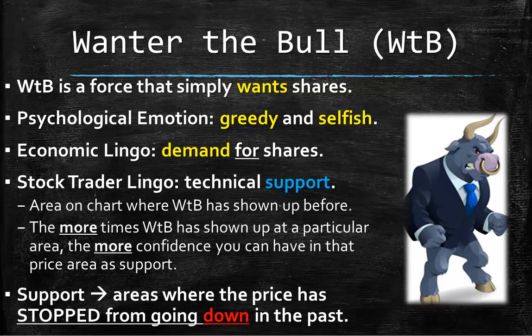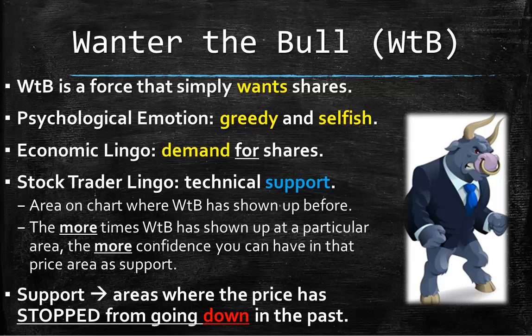Wanter the Bull is a force, a character that simply wants shares. From a psychological emotion standpoint, they are greedy and selfish. They have that gimme, gimme, gimme type attitude. They're kind of a little brat running around, gimme, gimme, gimme. It's all about them. They are just very greedy and selfish. For you economic folk out there, even if you've just taken a very basic economics 101 class, one of the first things you learn about is demand versus supply. In terms of that, Wanter the Bull is on the demand side of that equation. They have a demand for shares. They want shares. Gimme, gimme, gimme.